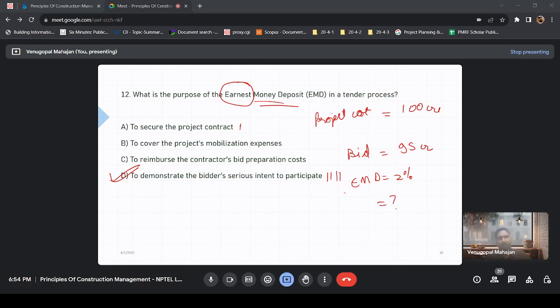That's the question. The project cost is 100 crores. If the EMD is 2%, then what will be the numerical value? 2 crores. It is 2% of the project cost, not of the contractor's bid. Okay, so EMD is basically decided by the client side, and the client side is sure about the project cost, right? They calculated it, they estimated it. So EMD is 2% of the project cost.